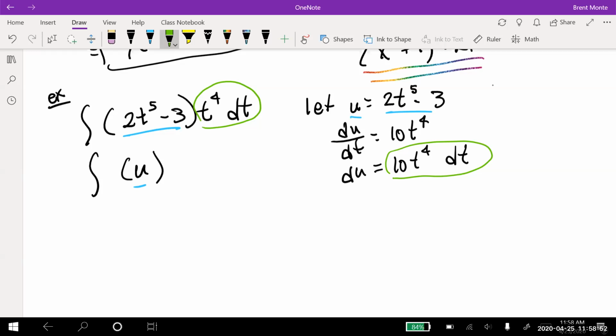So what I need to do is get a 10 there. So here's how I'm going to write this. I'm going to put that back in black here. The t to the fourth dt, but I need that 10. So I'm going to put a 10 here so that I have 10t to the fourth dt, what I have circled over in the green. But I can't just arbitrarily put a 10 there unless I undo the 10 somehow. The way I'm going to undo it is I'm going to put a 1/10 out here.